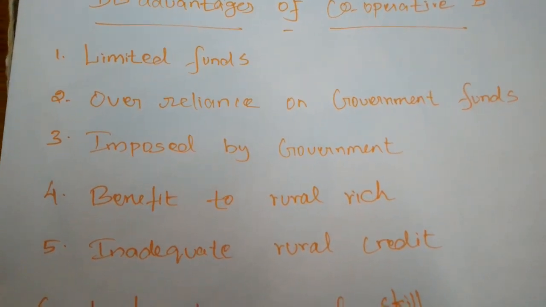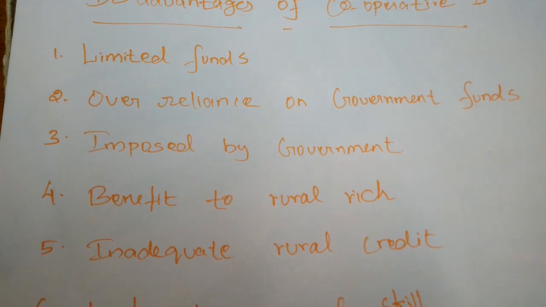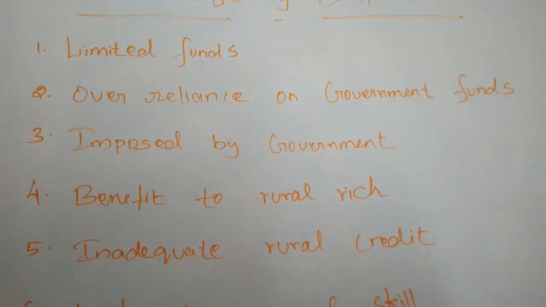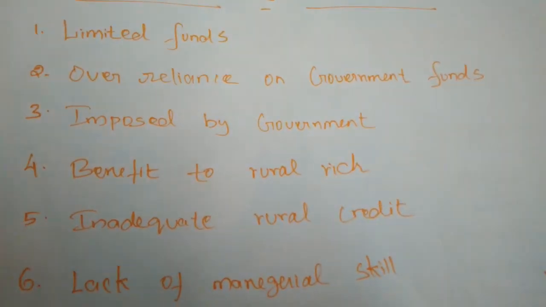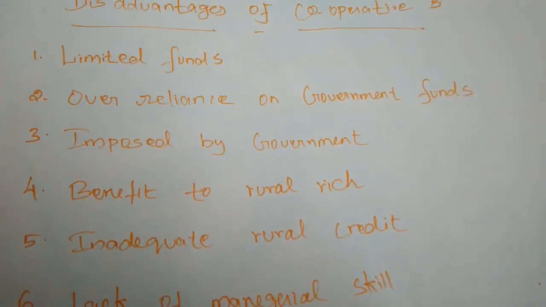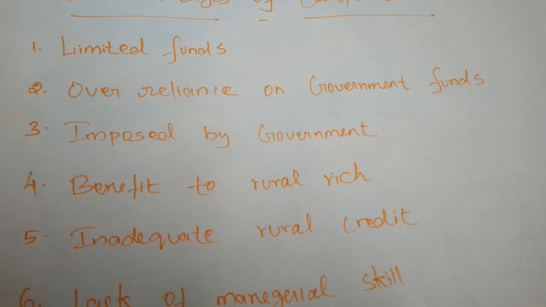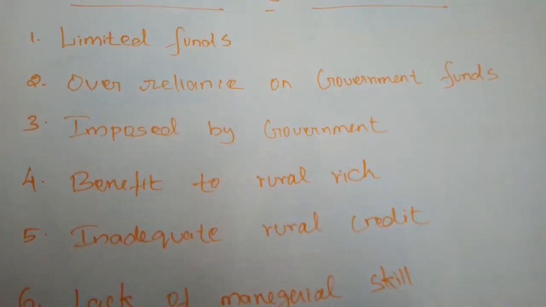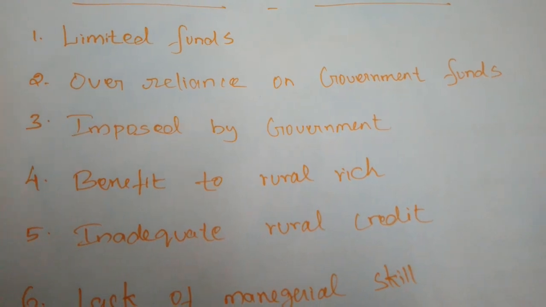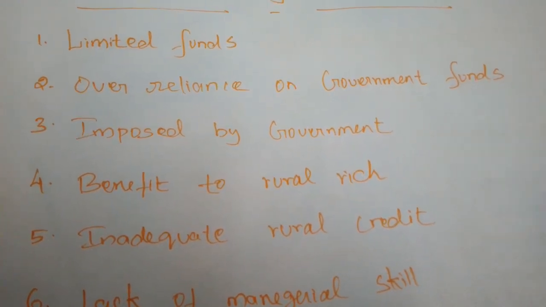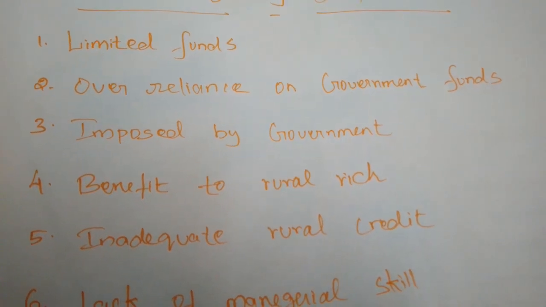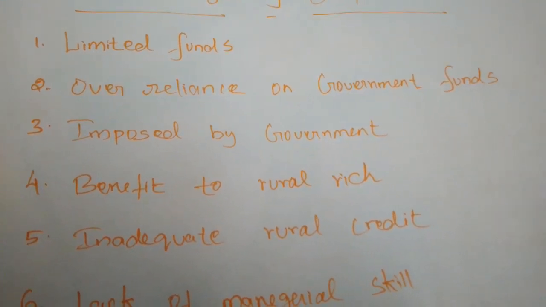The principle of one man, one vote and limited dividends also reduce the enthusiasm of members. Suppose if the people are having more power in these cooperative organizations, we have some opportunity to increase the members. But here, one of the objectives is one man, one vote. So the man will never get more dividends, and because of that, more people will never be interested to join as members.